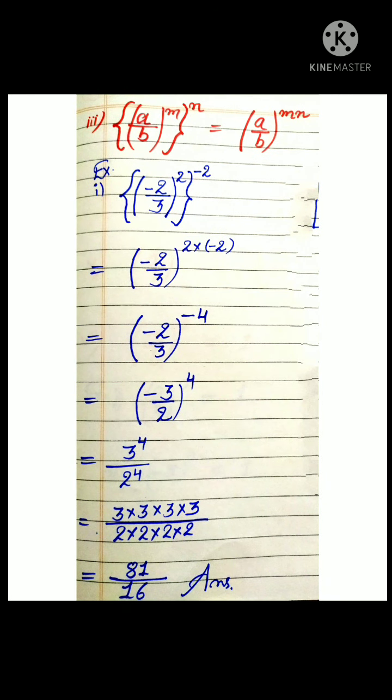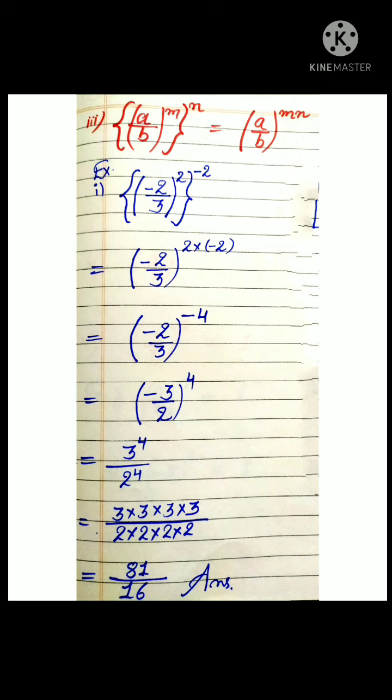Now the next law is power of power. As you see, there is a rational number a upon b, and it has whole power m, and again it has whole power n. So these powers are multiplied. It will be (a/b) to the whole power m into n. As the example, as you are seeing, it is (minus 2 upon 3) to the whole power 2.